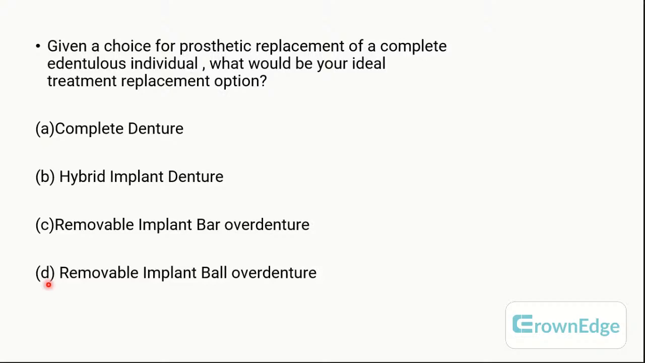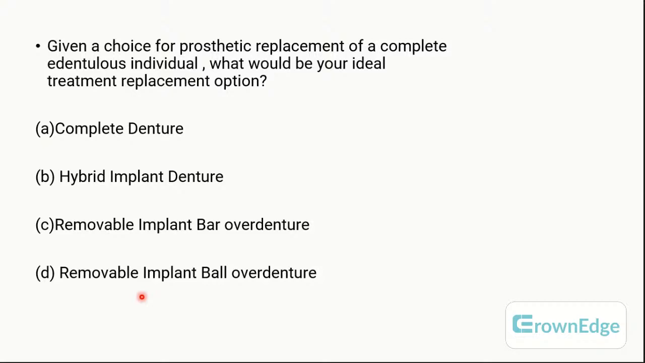If the patient insists, why I would go with D is because there are less stresses on the implants, the bone is still preserved, and I'm still sharing my load with my mucosa and my implants. If it breaks, I can reline it very easily. And the last one is I need very few implants. I don't need to place implants just for the sake of placing implants, right?